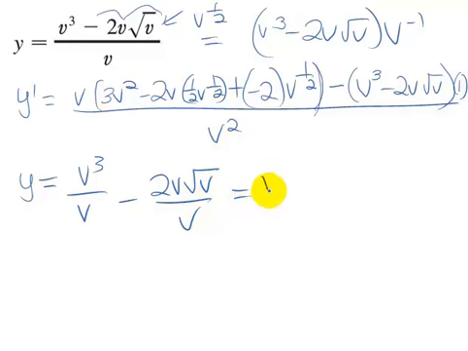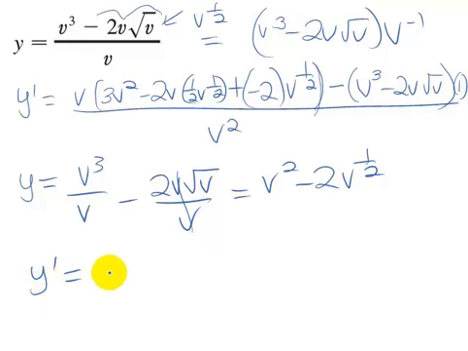and simplified? This would give me v squared minus 2, and we'll write it as v to the 1/2, because these would cancel. Now that was some very easy algebra, and we got our function down to a much simpler form, and now it would be very easy to take the derivative. And trying to do a quotient rule, trying to do even a product rule, just is much messier. So this definitely would be the way to go.